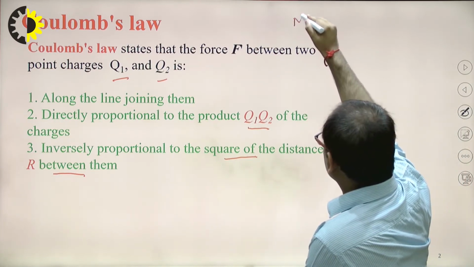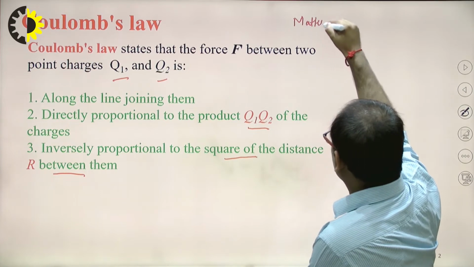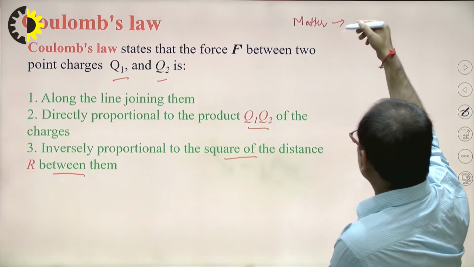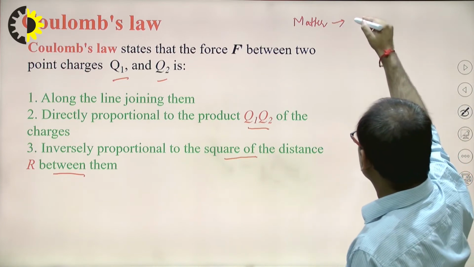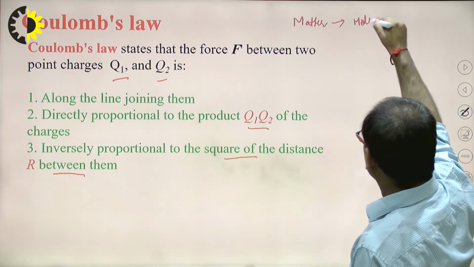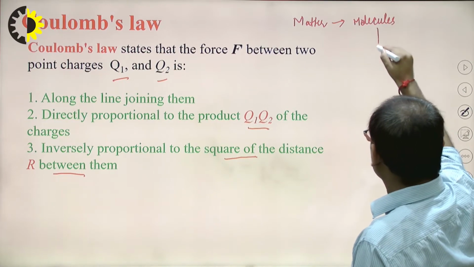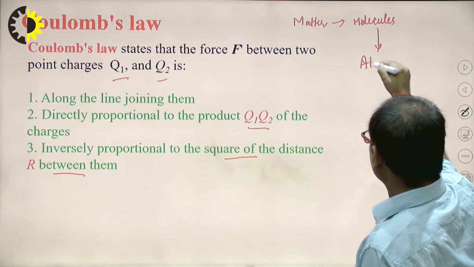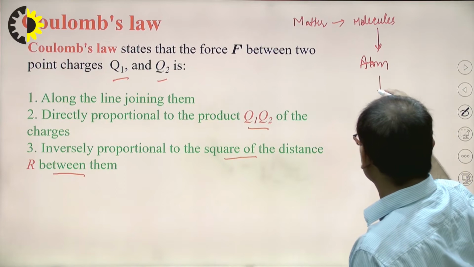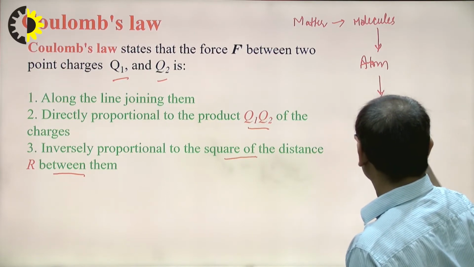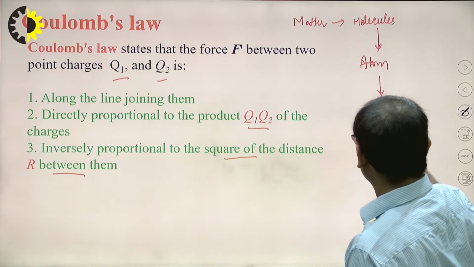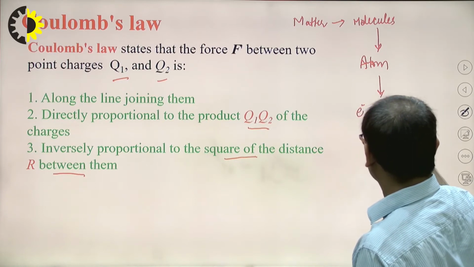Before we start with Coulomb's law, we have already studied that there is matter. If I subdivide matter into two parts, there will be the molecule, and then a further subdivision, the atom, and in the atom you will see here that this is a nucleus.